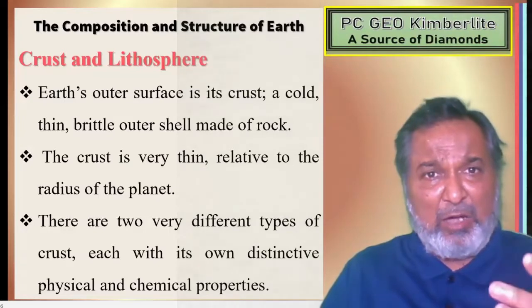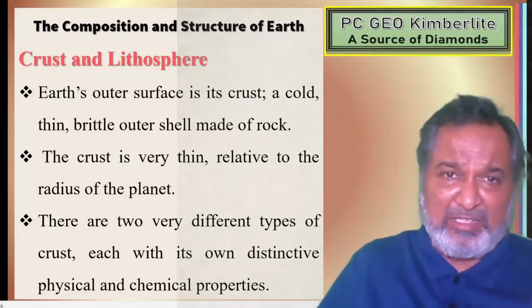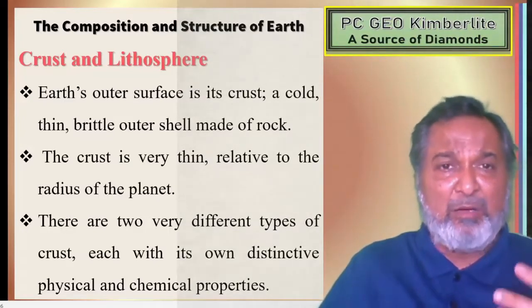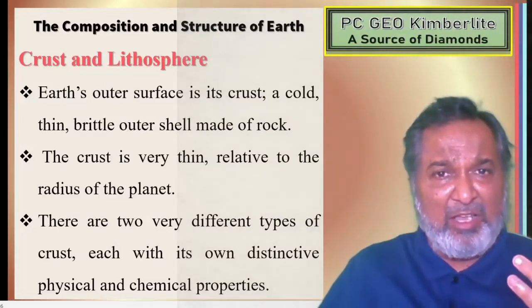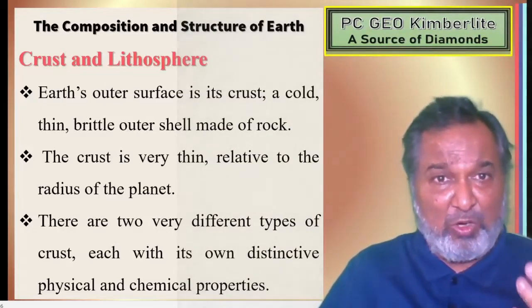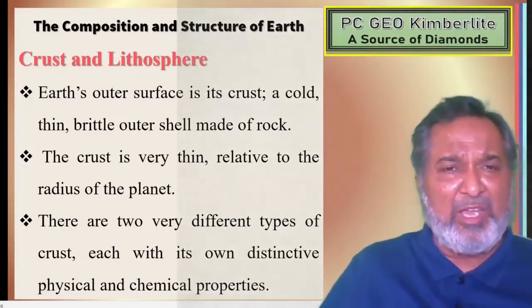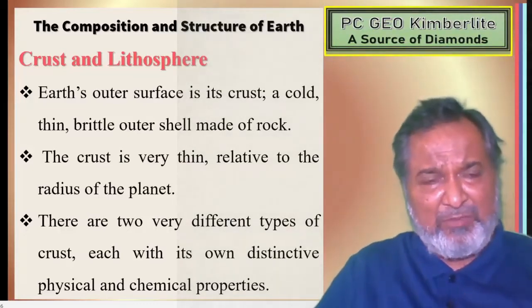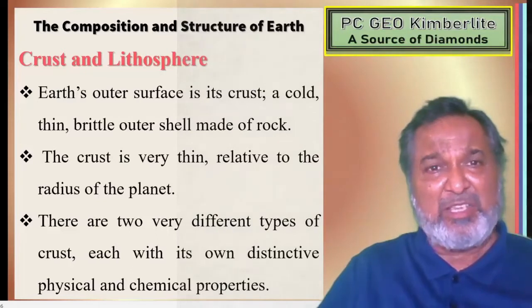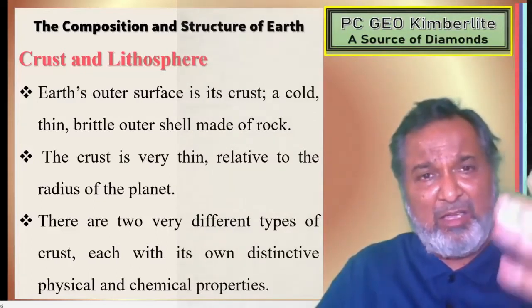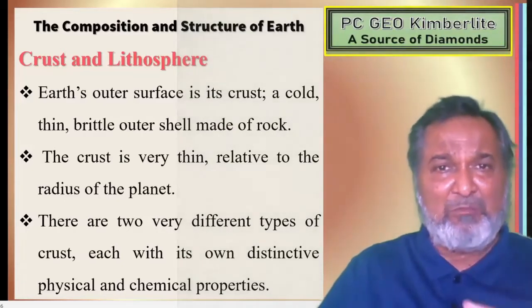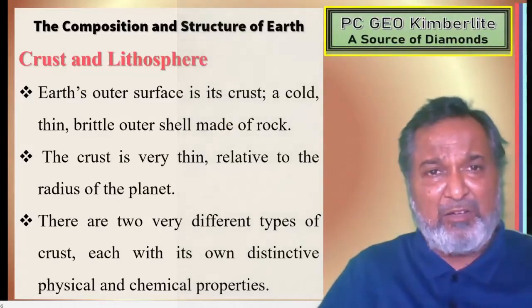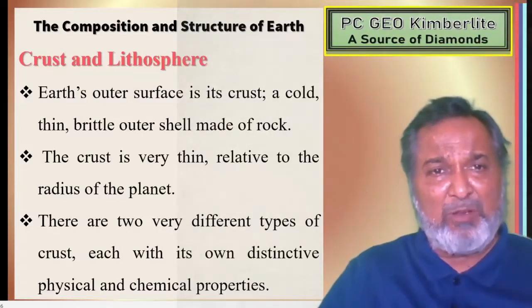So the earth's outer surface is a crust, cold, thin, brittle. These are the characters of that particular crust rock. It is a solid, cold phase. Whatever we see on the surface of the earth, the temperature will vary from minus 70 degrees to plus 50 degrees, right from the North Pole to the South Pole.